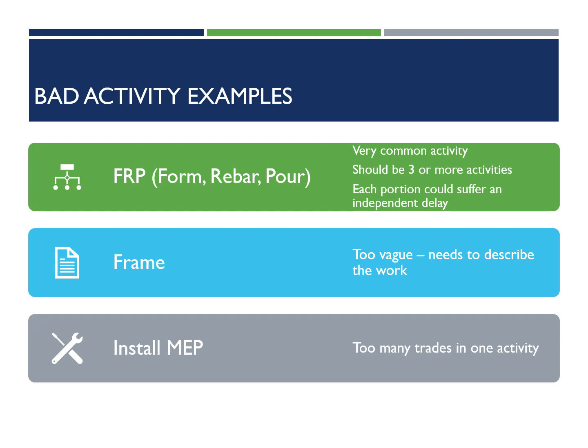And when you're going through your as-built schedule and you try to figure out where all this delay came from, and you have an FRP activity, you don't really know what component of that 3-part activity was the cause of the issue without going through a whole bunch of paperwork. Frame, just frame as an activity, is very vague. We need to describe the work. Like, what are we framing? Where are we framing? What kind of framing is it?